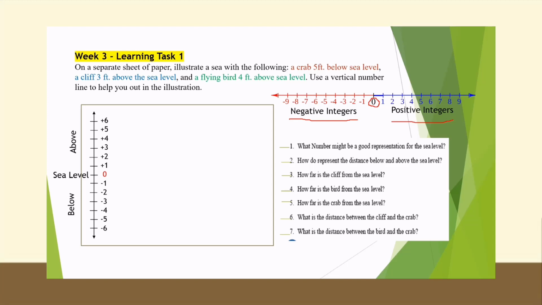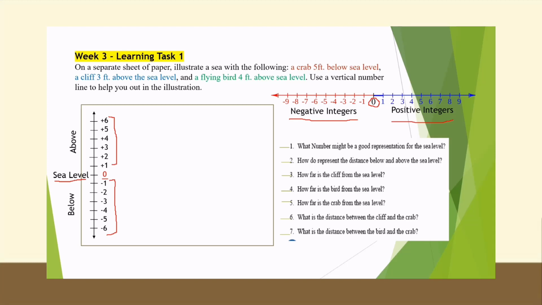In the activity, we will use a vertical number line to represent the distance below and above sea level and for you to measure each object. In a vertical line, the numbers below are all negative numbers, and the numbers above are all positive numbers. The sea level is represented by 0.